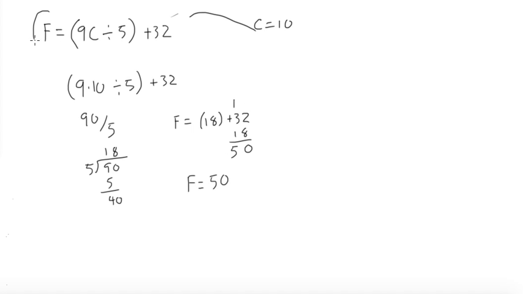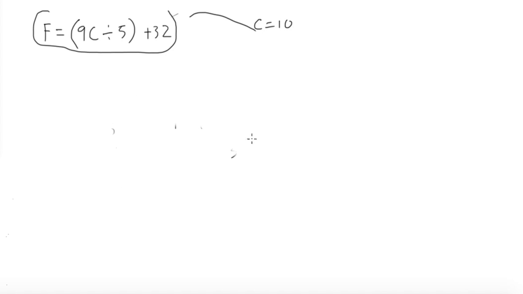So just remember this formula, it's important. You'll probably use it later on in your life. All right, so let's look at the formula for changing from Fahrenheit to Celsius. And that's this one right here. C equals 5 times F minus 32, divided by 9.